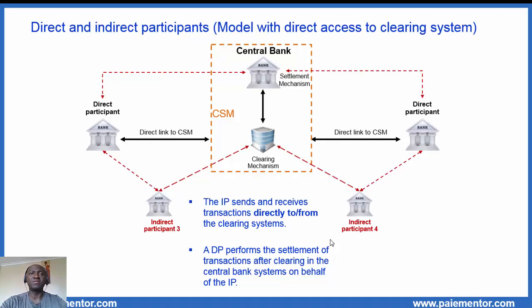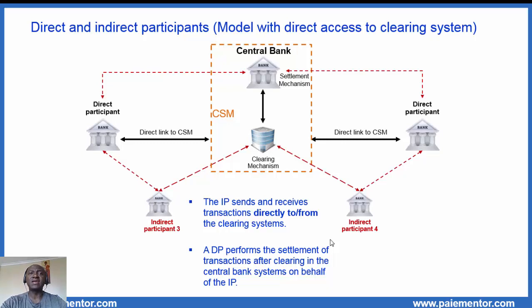Currently, this model is offered by almost all systems offering services for the clearing of instant payments. EBA RT1, Equens Worldline, Core of Stat, Target Instant Payment Settlement, and so on. The indirect participants accessing the clearing system directly need the direct participant for the settlement of the transactions. This is illustrated by the link between the direct participants and the central bank systems where settlement happens.